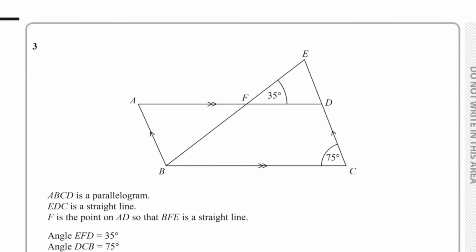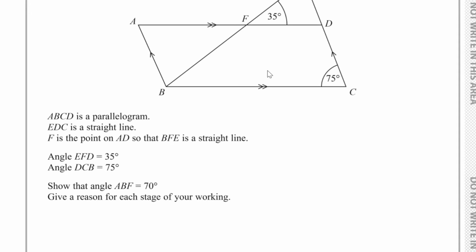Question number 3. ABCD is a parallelogram. That's what we see here. And EDC is a straight line. F is the point on AD such that BFE is a straight line.